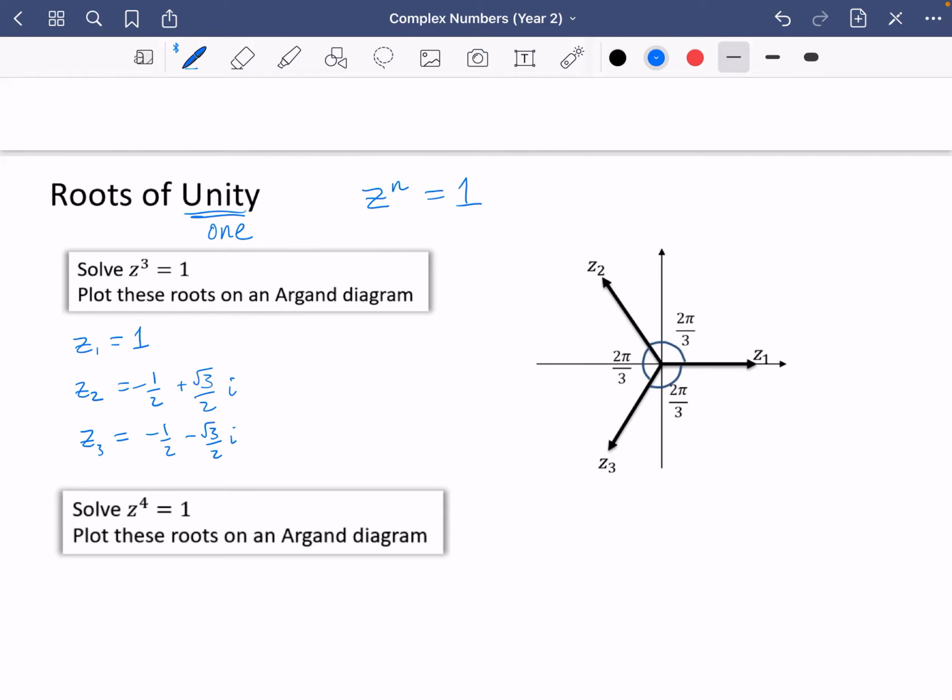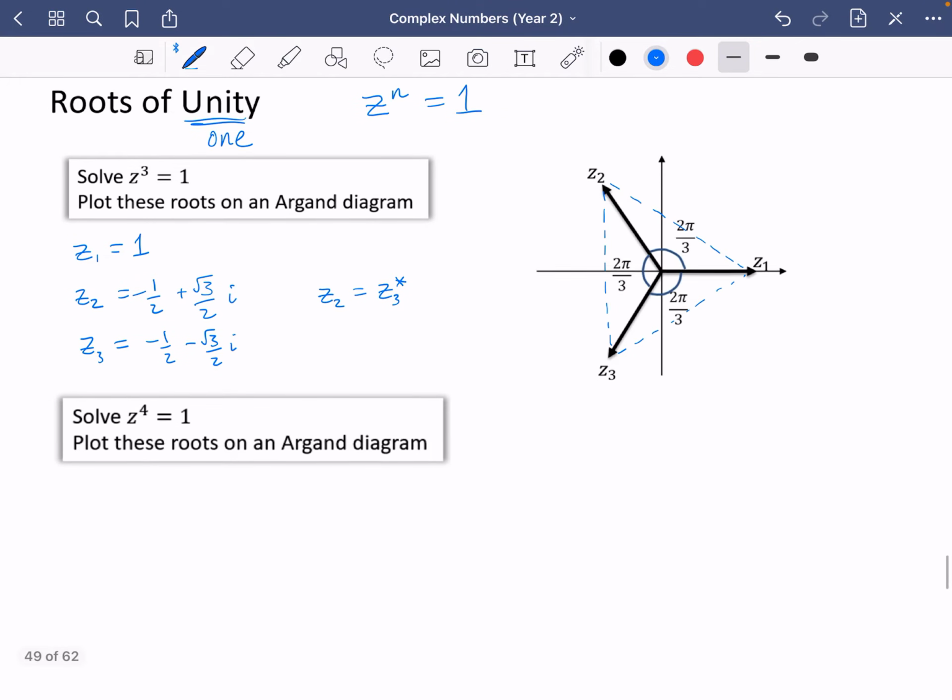And it's interesting to note here that z2 is actually the complex conjugate of z3 and vice versa, okay? They have the same real part, but the imaginary part has just gone from plus to minus. So I've plotted these on the diagram, and earlier on I drew them together here, and I said that they make this lovely equilateral triangle.